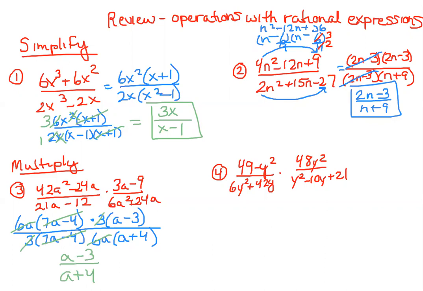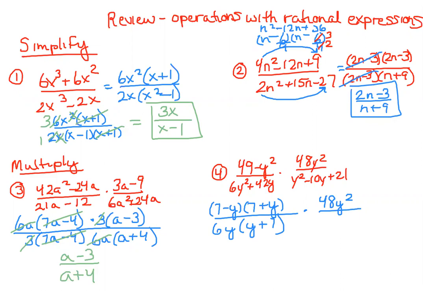What can we factor? 49 minus y squared. That is a difference of 2 perfect squares. And in the denominator, we can take out a 6y. So we're left with y plus 7. And 48y squared is already simplified. So then we can say what multiplies to give you 21 and adds to give you negative 10. And that's going to be negative 7 and negative 3. And what can we cancel?